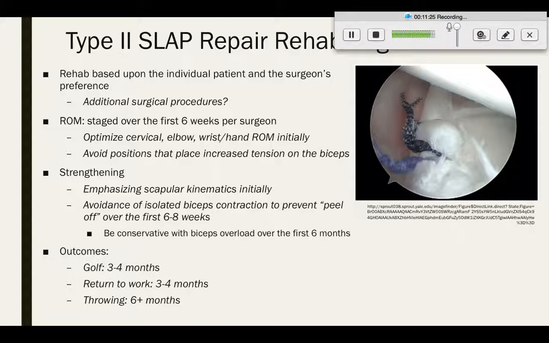Normal outcomes following this surgery include returning to golf anywhere from 3 to 4 months, depending on the patient and depending on their specific post-operative course. Returning to work 3 to 4 months, depending on work-related responsibilities. So whether or not they're a desk worker versus maybe a cashier versus a warehouse worker, and what their specific job demands entail. Throwing can take anywhere from 6 months to a year.